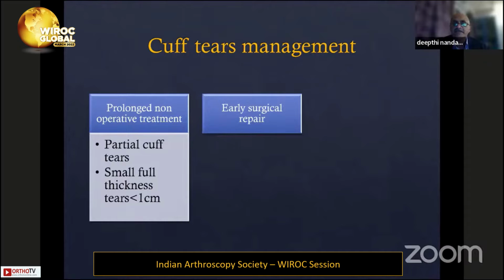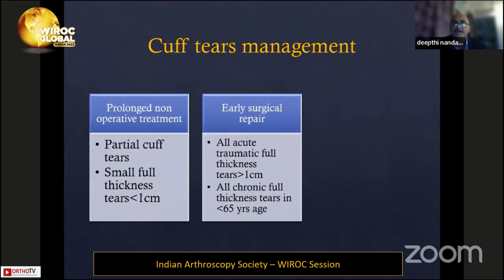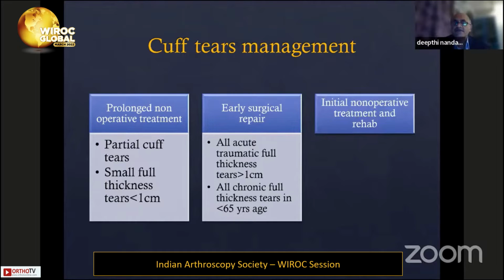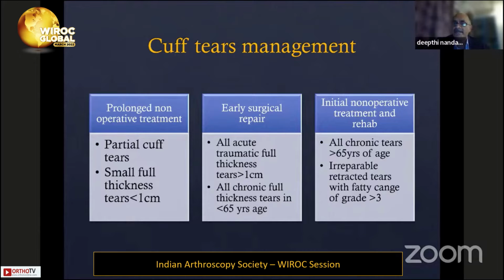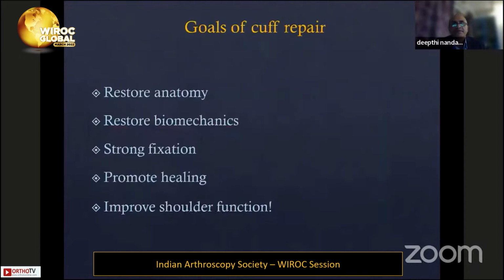But consider an early repair in patients who have acute tears greater than 1 centimeter and all chronic tears, full thickness tears with age less than 65, which for me is arbitrary. Initial non-operative treatment and rehab should be tried for all elderly folk and any irreparable retracted tears with fatty change more than 3. I think a non-operative treatment can be tried as a rehab to improve their function.